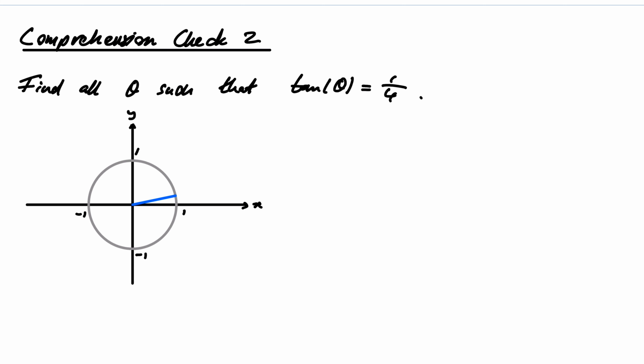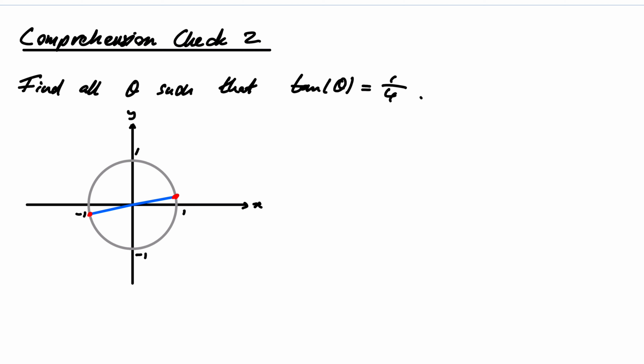So that means, for example, if you're over here, it would have to be fairly low like this. But there's another position on the unit circle which has the same slope, namely over here. Is that even straight? Just about. So there are two positions on the unit circle which have that.